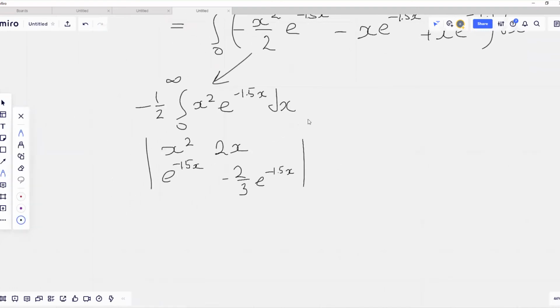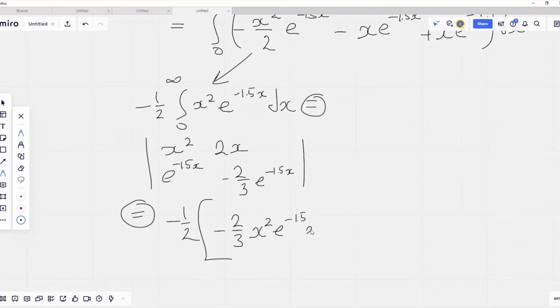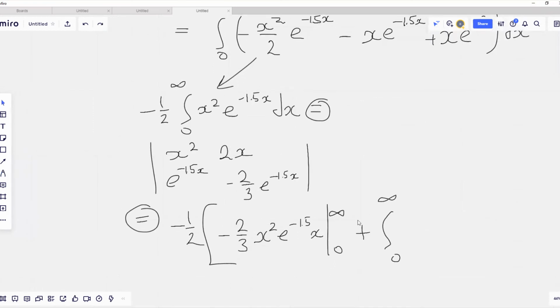All right, then this is equal to minus 1 over 2 times x squared times minus 2 over 3 e to the power of minus 1.5x from 0 to infinity, minus the integral of v du, so that will turn into plus the integral from 0 to infinity of 4 over 3, let's factor it out, 4 over 3 x e to the power of minus 1.5x dx.